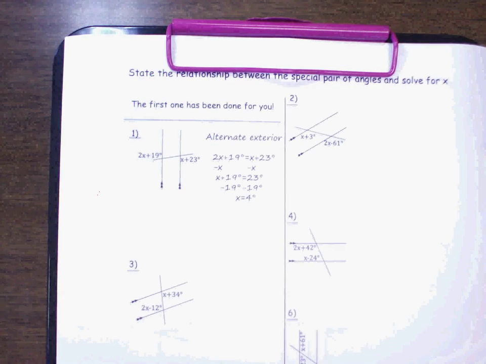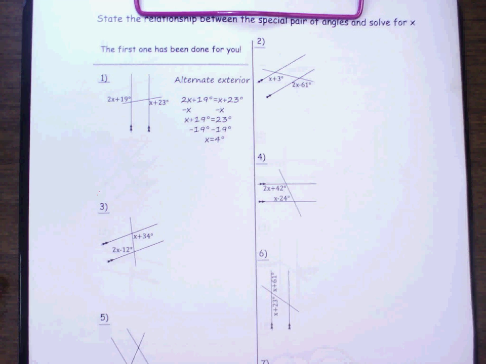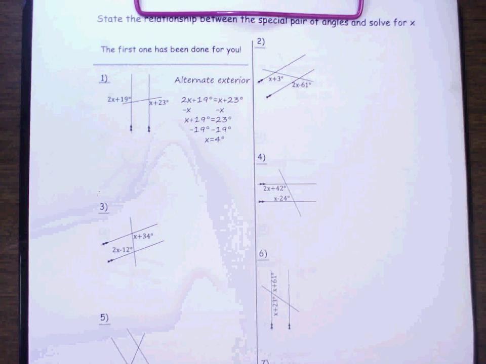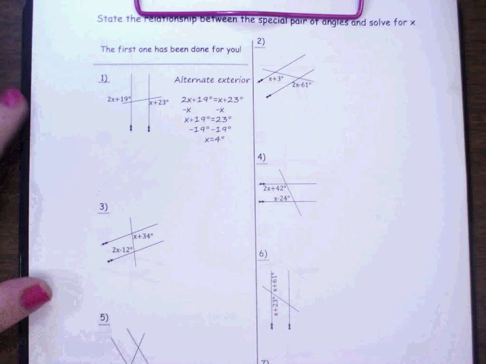Let's finish 1 through 7. Well, 1 is already done. Let's see if we can do 2 to 7, and then let's start our walkabout. All right, are we good? So the first thing that we need to do is state the relationship between the special pair of angles, and then we got to find out the value of x. Let me take this out of the way.